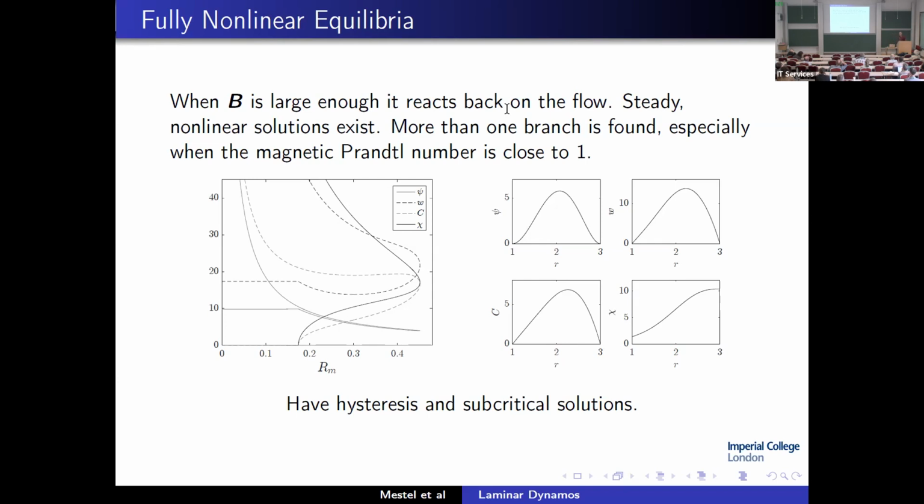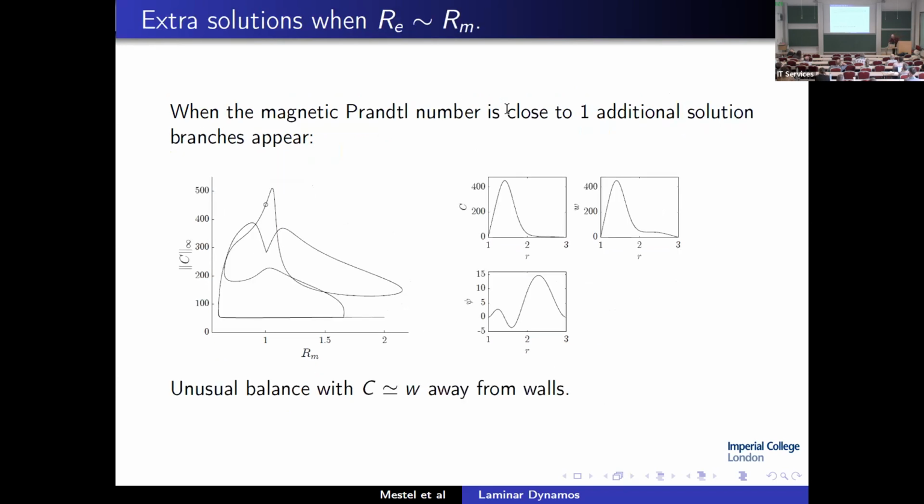When the magnetic Prandtl number is close to 1, which it isn't in engineering, then you find extra solutions appear. And this funny curve on the left is just a closed loop of solutions which appear in the neighborhood of Rm1. And the solution at this circle there is plotted on the right. And it's clear from that that the dominant balance in that solution is that the toroidal components of the magnetic field and the velocity are essentially proportional. C is approximately equal to W in this scaling throughout most of the domain. So that's one flow. It worked.